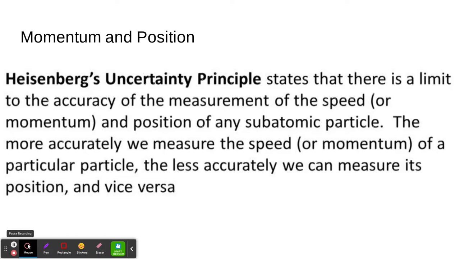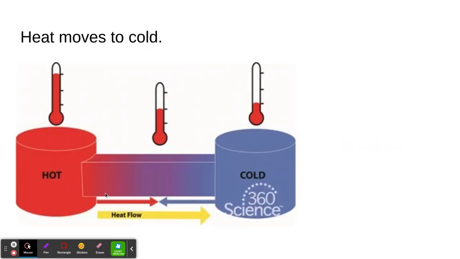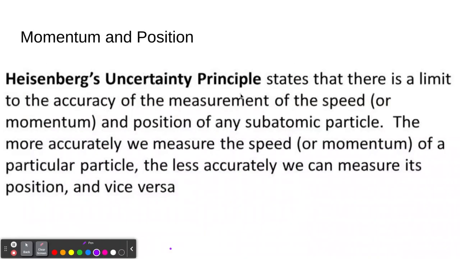In other words, the more we know about a particle's position, the less we know of its momentum. So if we know its position, we shouldn't know its momentum. I'm going to talk about this in a minute. Let's go back to the other part. If we know its position, we're going to know less of its momentum. If we know its momentum, we're going to know less of its position. So that's basically what the Heisenberg uncertainty principle states.